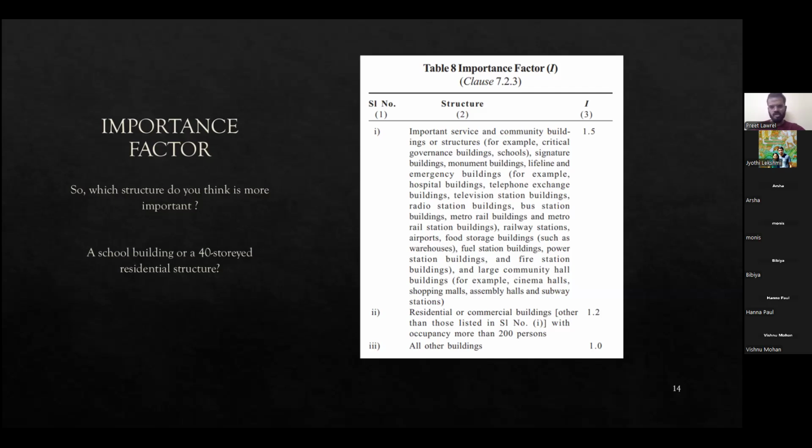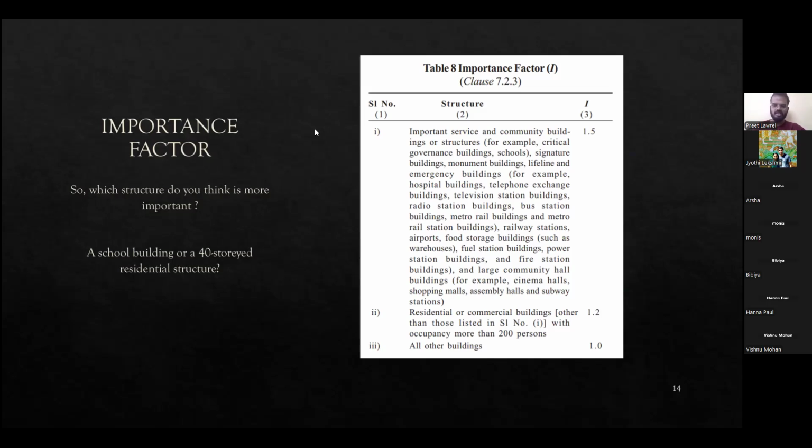So if you read the first paragraph from this table: important service and community buildings or structures, for example, critical governance buildings, schools, signature buildings, monuments, emergency buildings like hospitals, telephone exchanges, radio, railway station, airport, fuel stations, fire buildings, community halls, shopping malls, all these places which could see crowding of people after an emergency are considered to be the most important structures. So for all these critical buildings, we have an importance factor of 1.5.